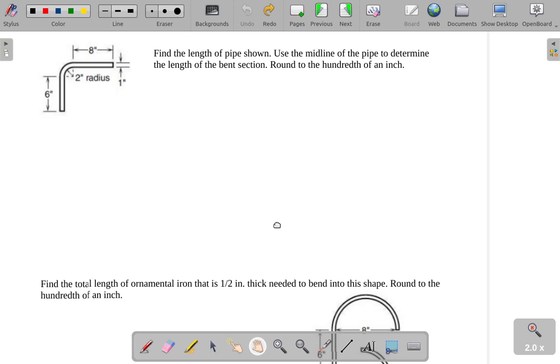Find the length of the pipe. Use the midline of the pipe to determine the length of the vent section. Round to the nearest hundredth of an inch. Alright, so here we have a pipe.